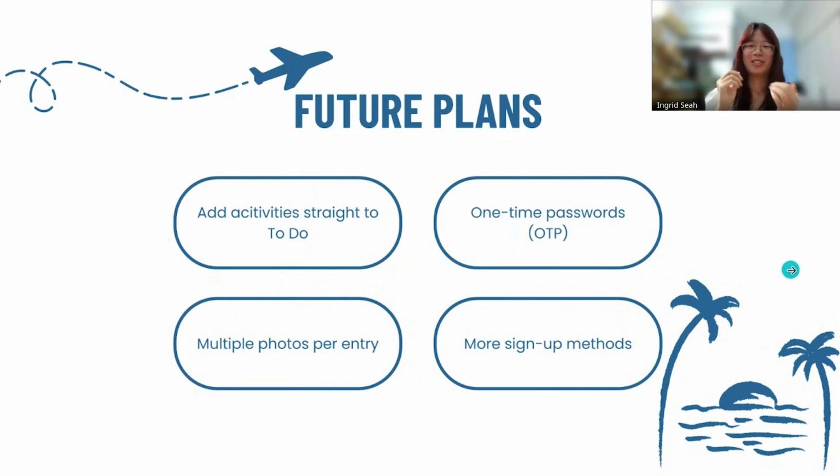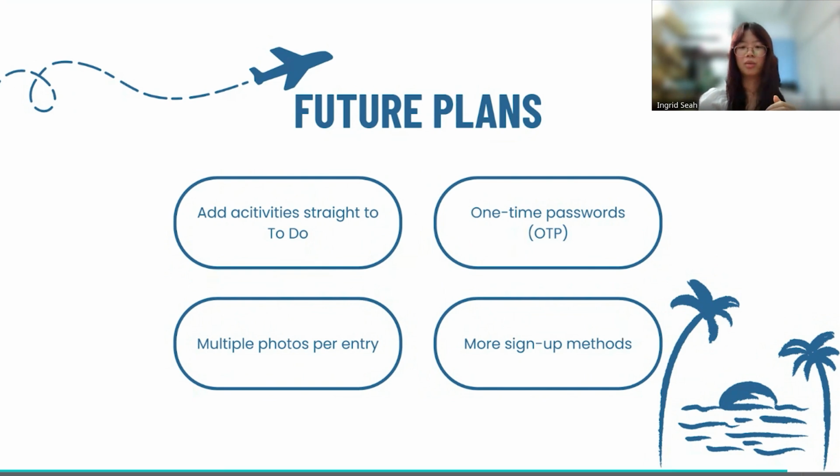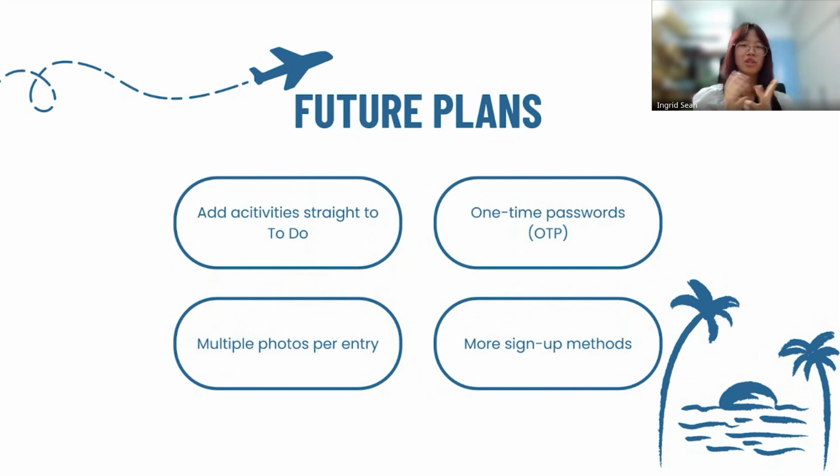And then I would also like to implement one-time passwords because the sign-up function is too straightforward and there's no security. And I would also like to allow multiple photos per diary entry, like the carousel thing that you see on Instagram. And then also more sign-up methods like Facebook or Gmail, that kind of thing.